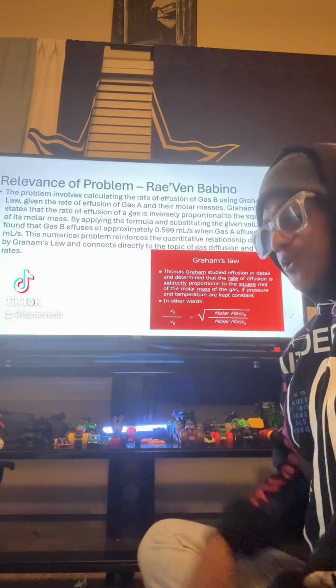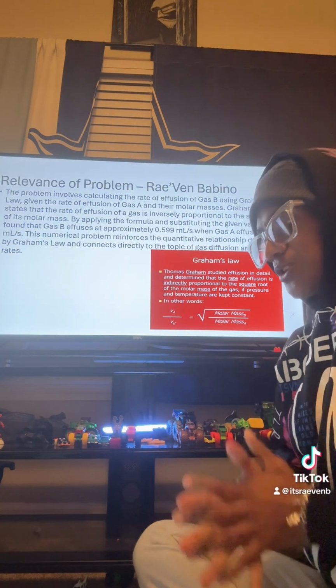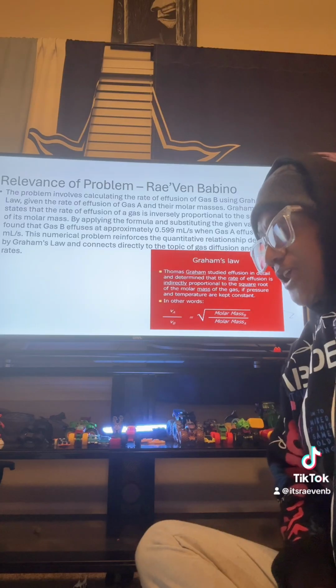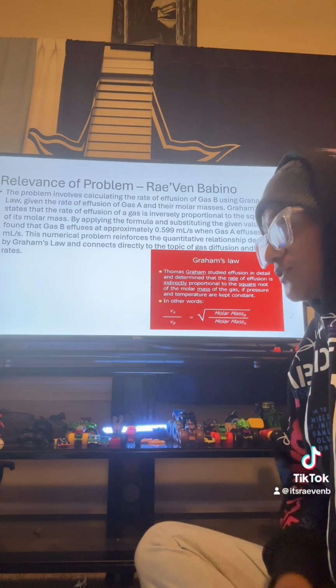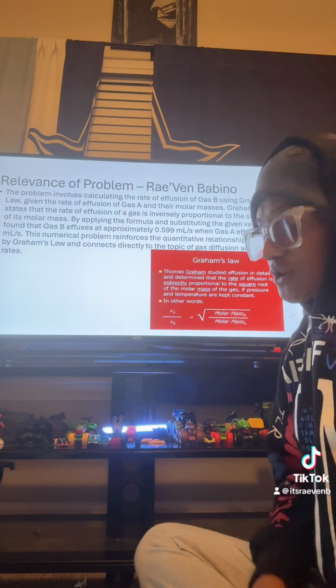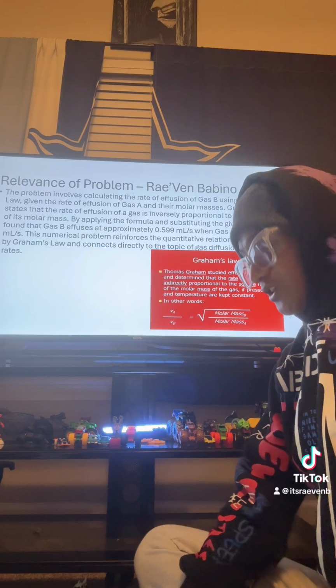So here I have the relevance of the problem of Graham's law. This problem involves calculating the rate of effusion of gas B using Graham's law, given the rate of effusion of gas A.